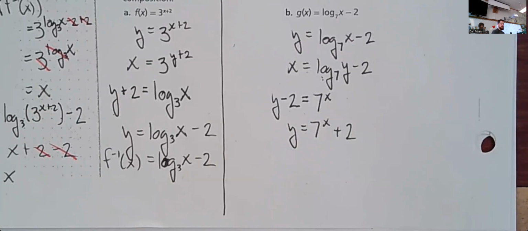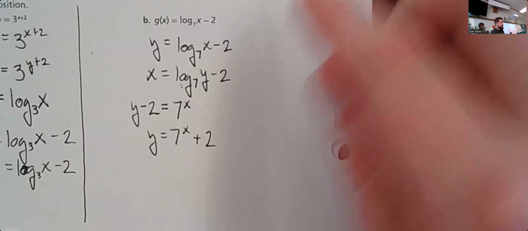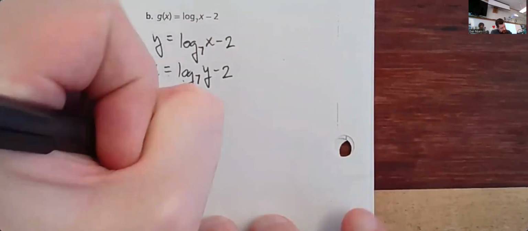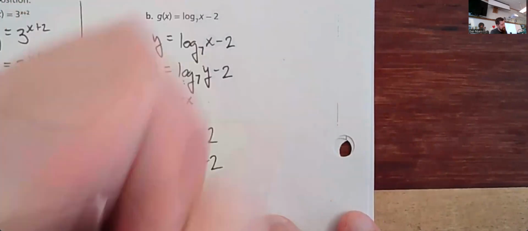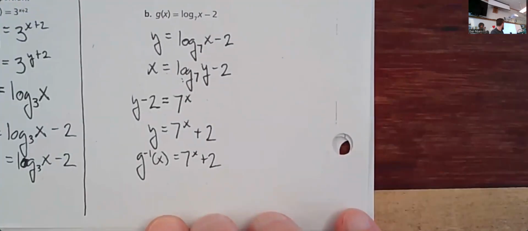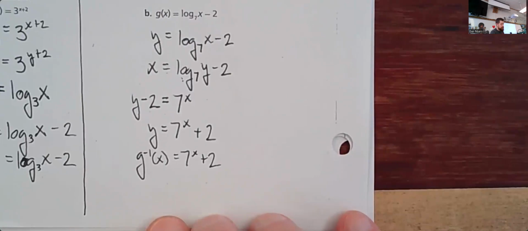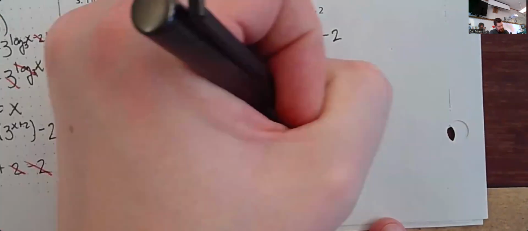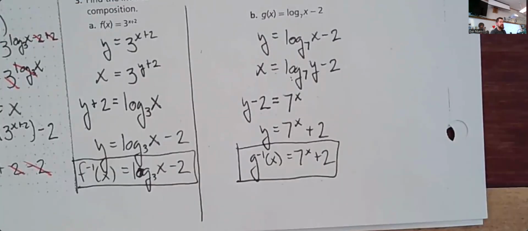All right. Let's try some compositions. Do they reduce to the same thing if we try them? All right, let's see what happens. So this time we've got g of x and g inverse of x, and that equals 7 to the x and then plus 2. So that's the inverse function there. And I'm going to go ahead and box those up because those are the answers to these problems. The inverse functions are the answers. The compositions are just to verify that you've done it correctly.